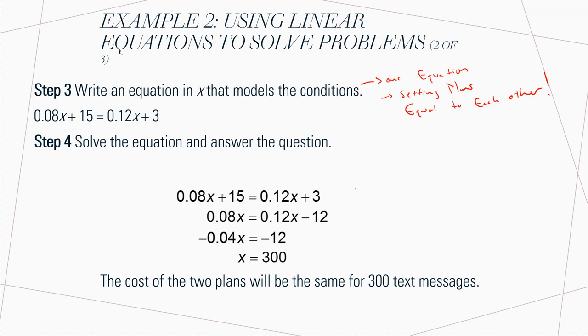So I subtracted the 15 over. Then what you're going to do next, once you get the 15 over, is 3 minus 15 gets that minus 12. Then you're going to subtract, because you're going to get the variable to the other side, 0.12x. So 0.08x minus 0.12x is minus 0.04x. And then finally, you're just going to divide both sides by negative 0.04.